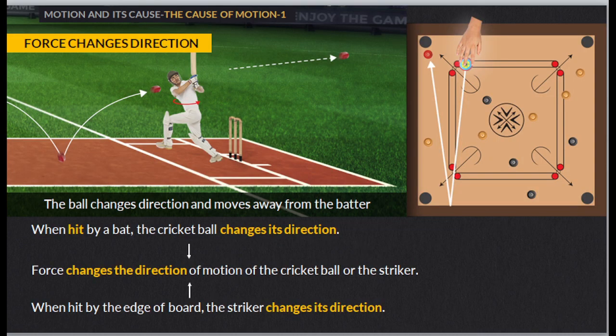Now, force can change the direction of an object as well. Like when a ball is hit by a bat, the cricket ball changes its direction, right? And when we hit the striker with the edge of the board, it changes its direction. So force can change the direction. So till now we have learned three things: force can speed up an object, force can change the direction of an object, and force can stop the motion of an object. So these are the effects that force can cause.